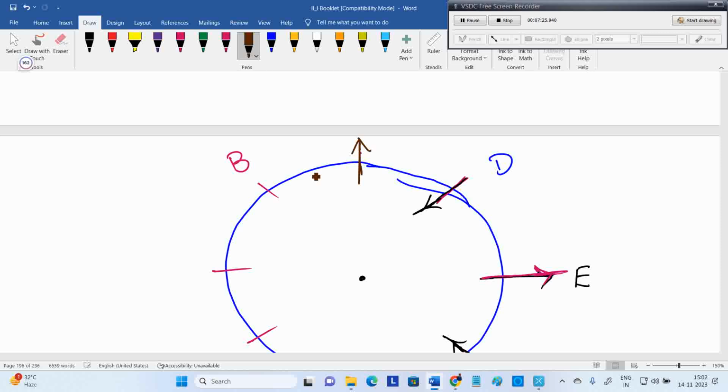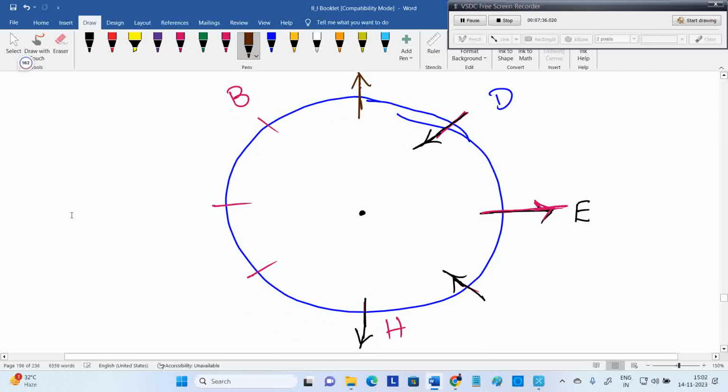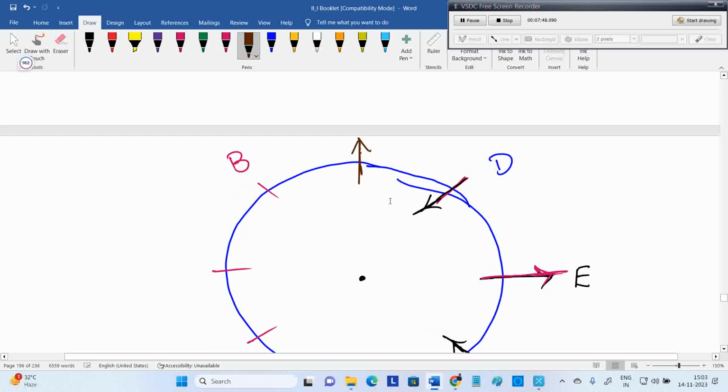D cannot fit here because neighbors should be facing outside. This one is already facing towards the center. D cannot be here. So this one position you can try. The other position you can try is D here, facing the center, and F here. F also must be facing outside. And F is facing outside clearly.